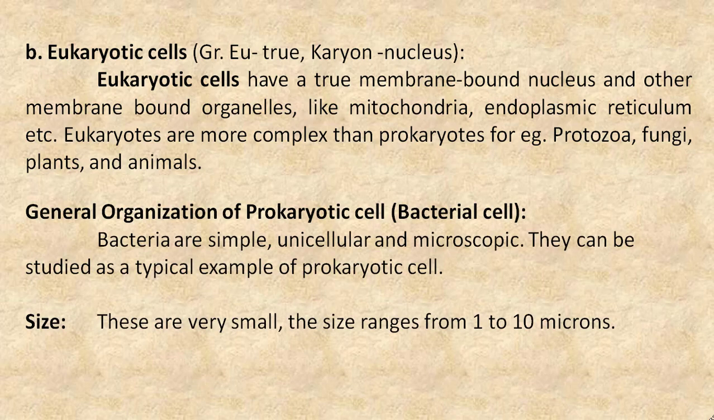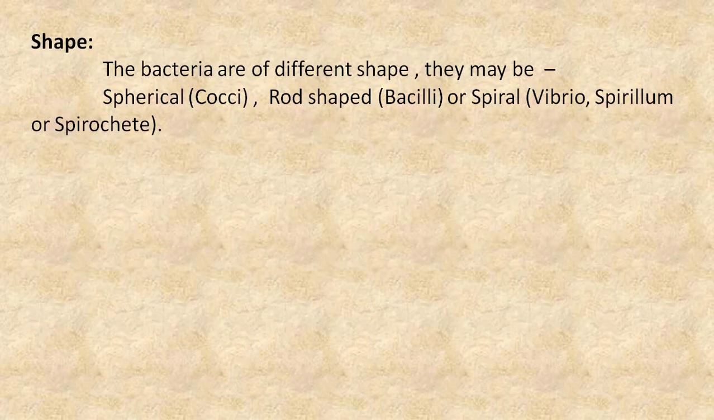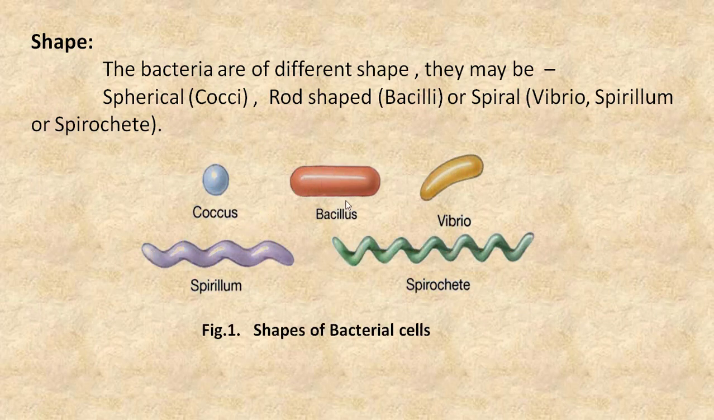Now we will see the general organization of prokaryotic cell, that is bacterial cell. Bacteria are simple, unicellular and microscopic. They can be studied as a typical example of prokaryotic cell. Size. These are very small in size and the size ranges from 1 to 10 microns. Shape. The bacteria are of different shapes. They may be spherical, that is coccus, rod shape, that is bacillus, or spiral, that is vibrio, spirillum, and spirochete.